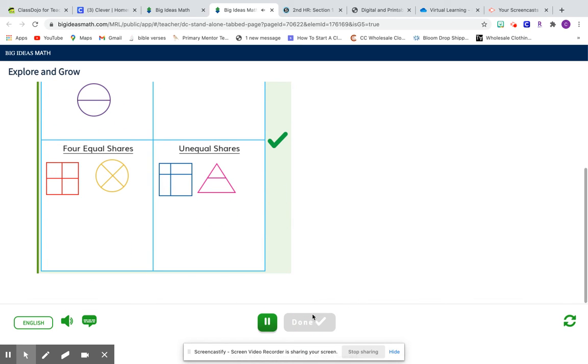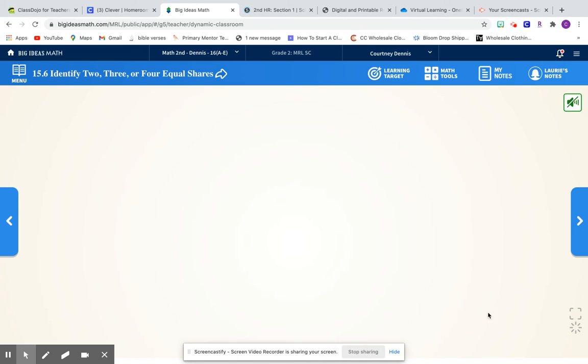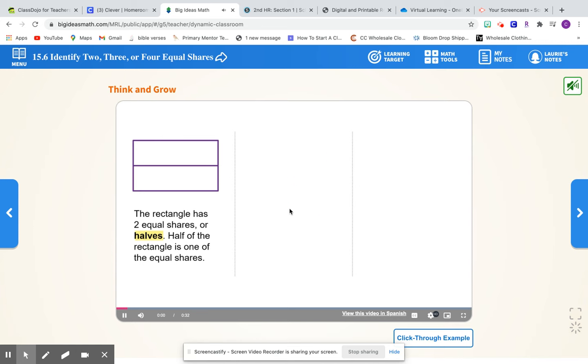How did you know where each shape belonged when you sorted them? All right, now let's take a look at our Think and Grow. The rectangle has two equal shares, or halves. Half of the rectangle is one of the equal shares.